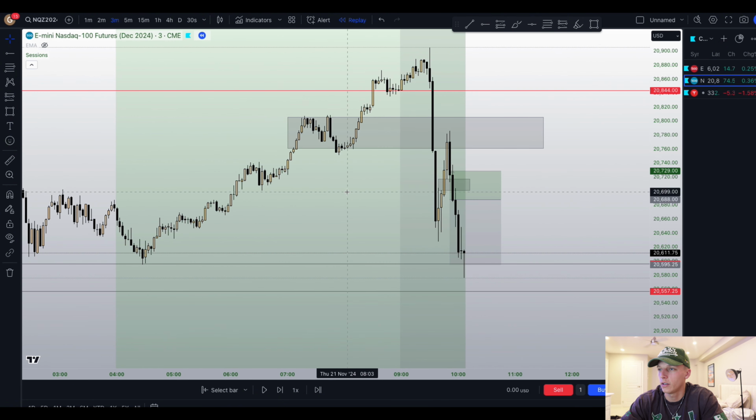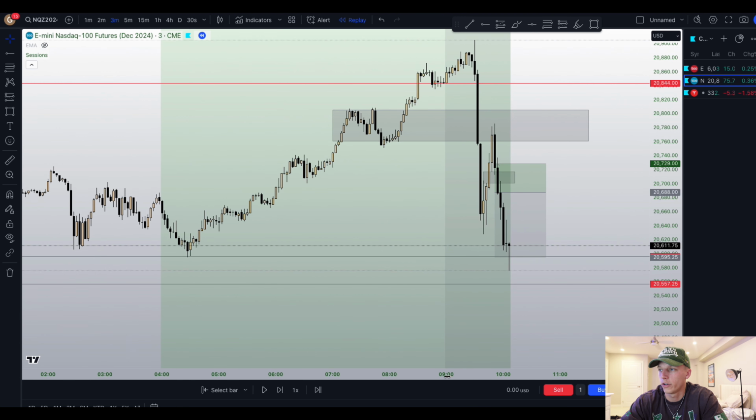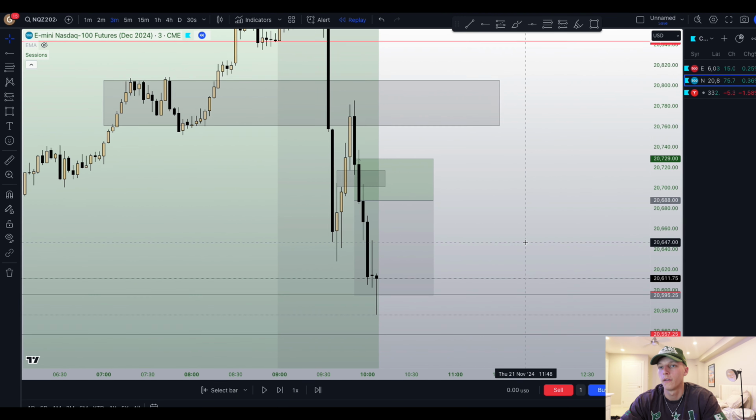If you don't want to trade the 15-minute or even the 5-minute, you can always hop onto the 1 or the 3 or the 2 and look for your entry model on the lower time frame.